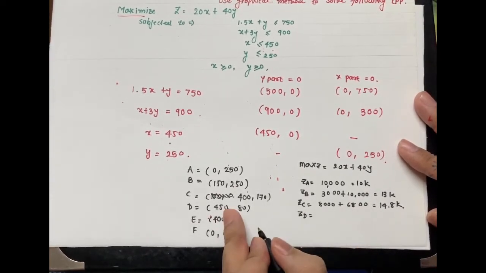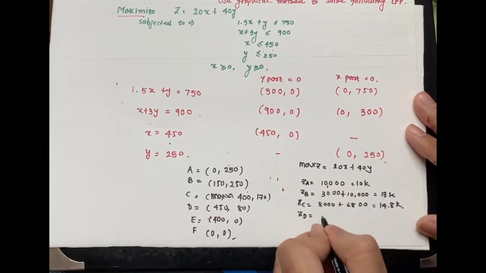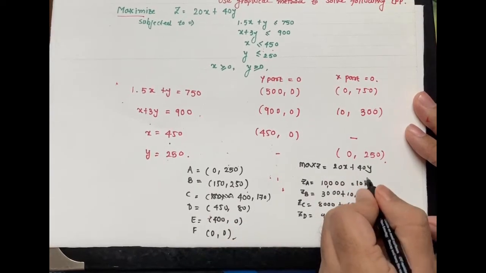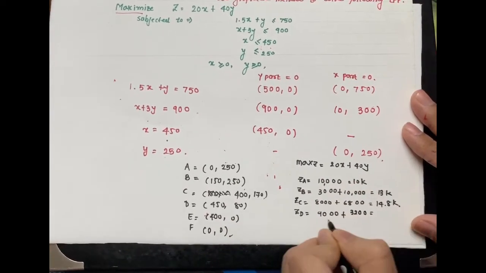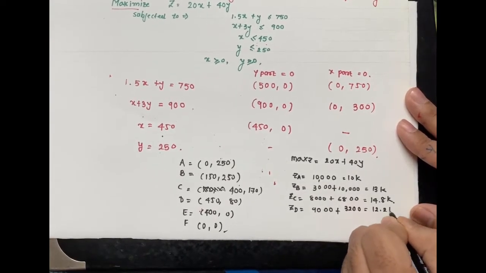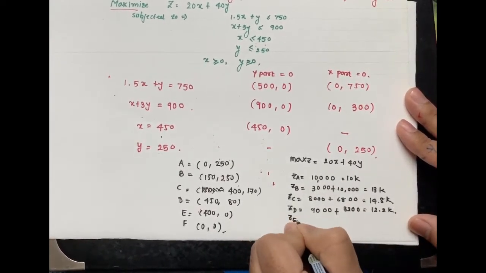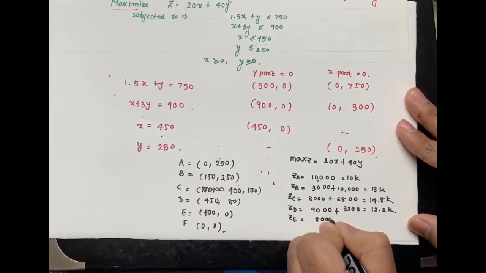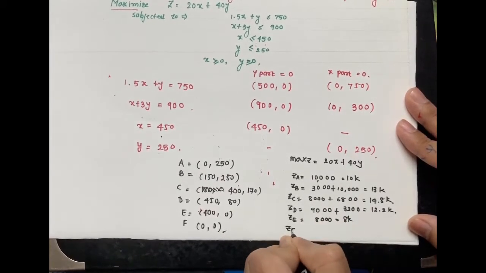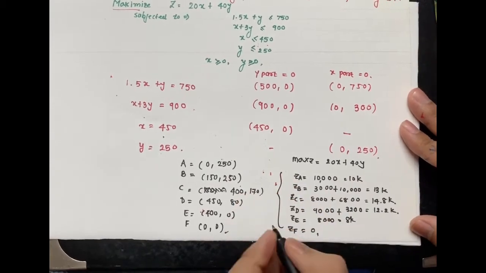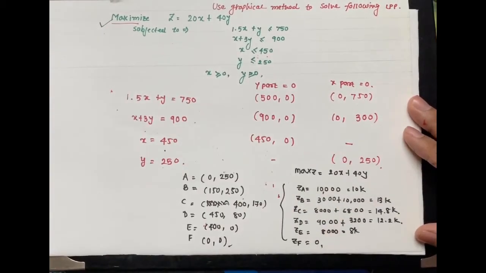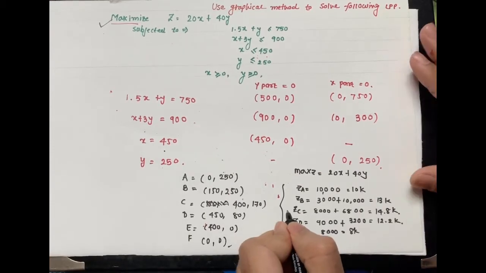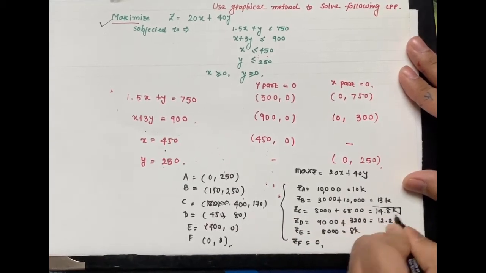For the D, 450 and 80. So 450 into 20 is 9,000, plus 80 into 40 is 3,200. So this gives me a 12.2k. E, that is 400 into 20, so this gives me 8,000, 8k, and F gives me a 0. See, what is the function? The function is to maximize. I require to maximize the profit, and the maximum profit I am getting at this particular combination.